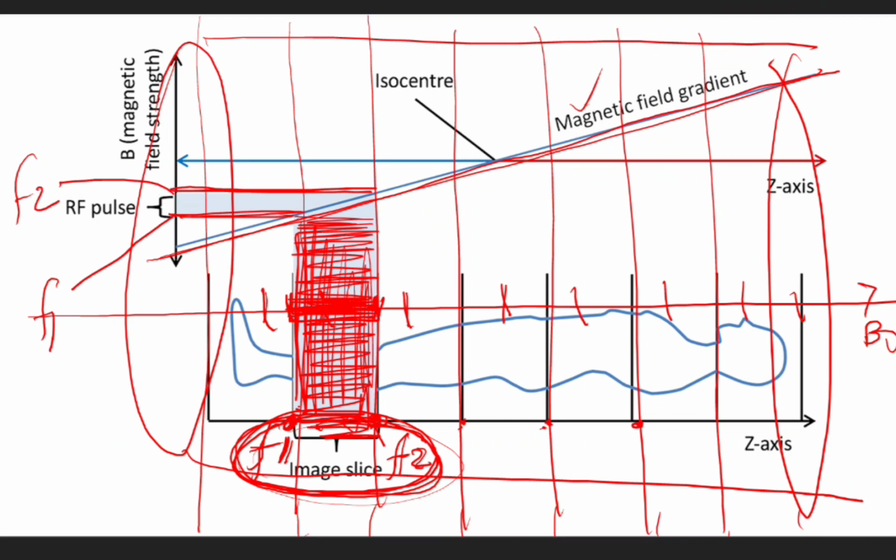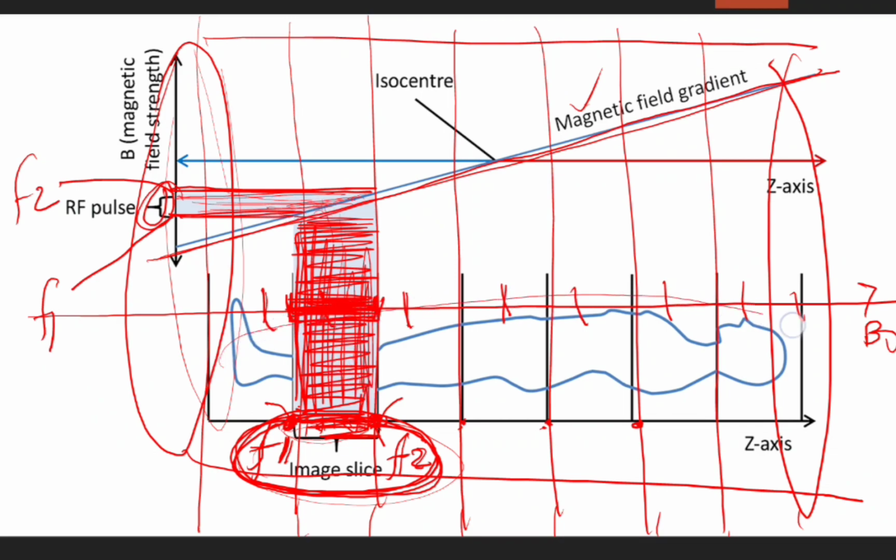Whatever is the limit, suppose you can say from 61 Hertz to 61.5, all the frequencies in between are called the frequency band. So the same frequency band RF we will apply. This RF goes through the body coil. By the body coil, the RF will be applied to the patient's body.